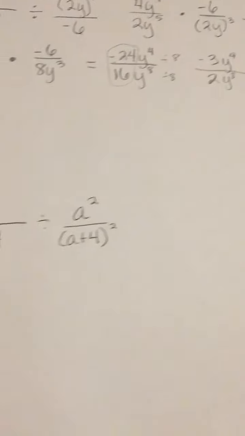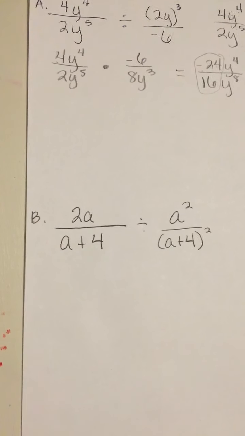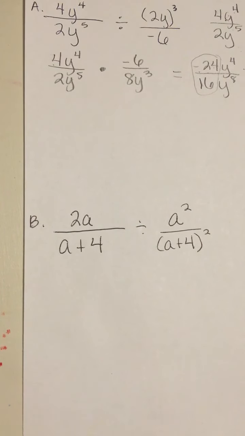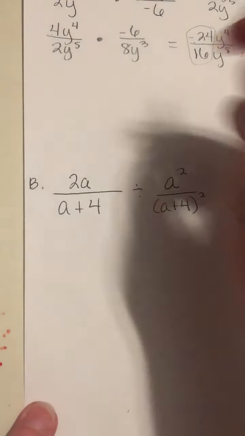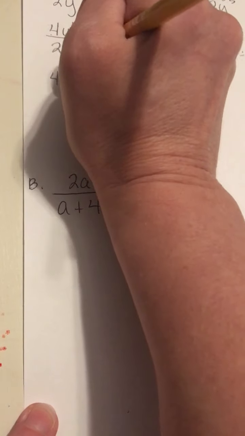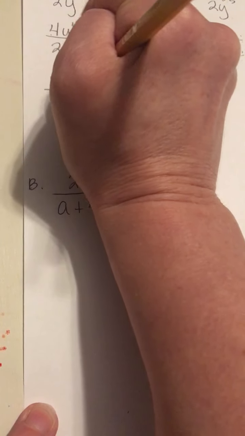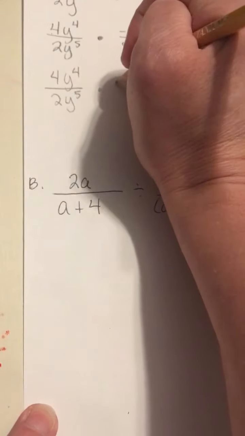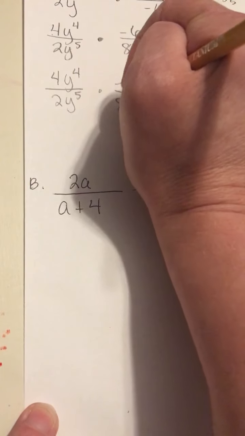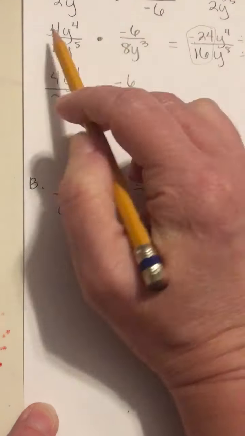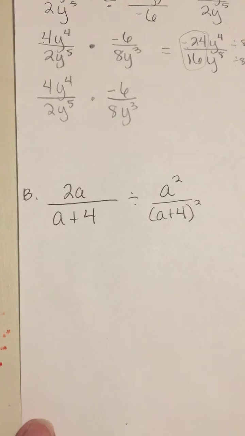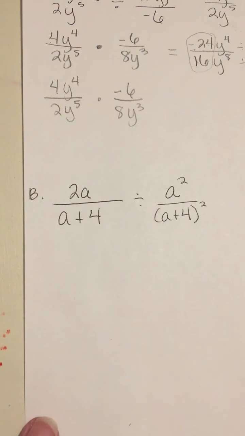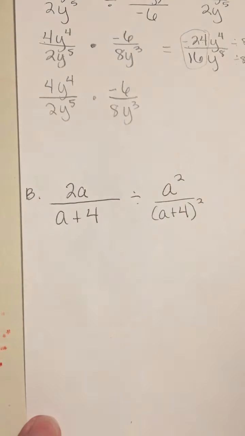Now I'm going to show this same problem from right here. I'm going to start over right here and show you another way to do it, okay? So I have 4y to the 4th over 2y to the 5th times negative 6 over 8y to the 3rd. So I'm just starting over right here. I'm going to show you your way you can do it with cross canceling, just to make your numbers a little smaller, and you'll see that we can get the same answer.